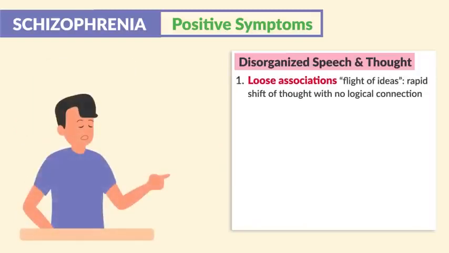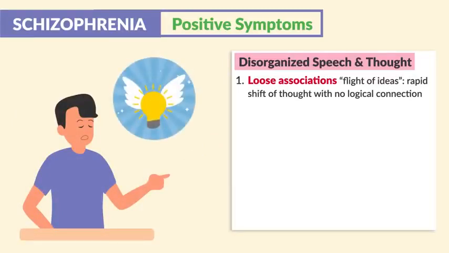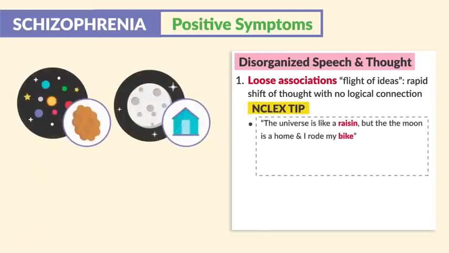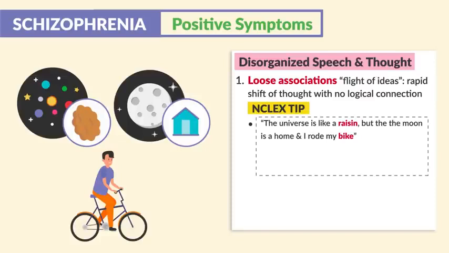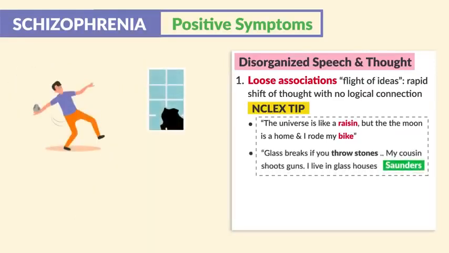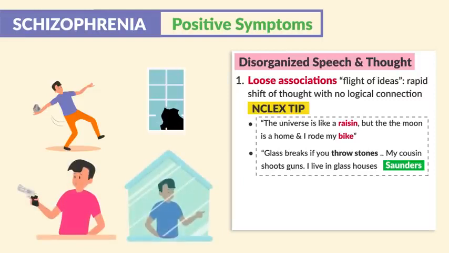Number 1 is loose associations. We have flight of ideas, basically a rapid shift of thought with no logical connection. Big NCLEX tip, so write these next ones down. "The universe is like a raisin, but the moon is a home and I rode my bike." You see, there's no logical connection and we're just jumping from idea to idea. And Saunders mentions, "Glass breaks if you throw stones. My cousin shoots guns. I live in glass houses."